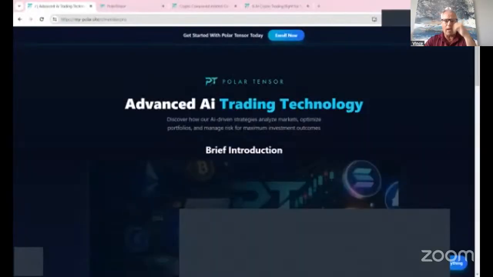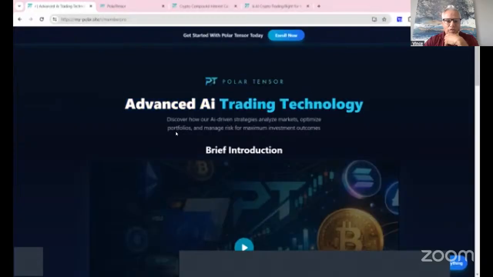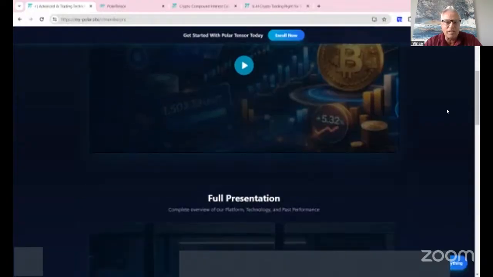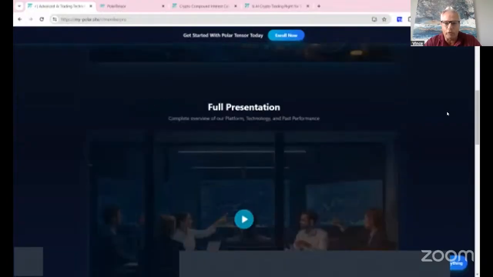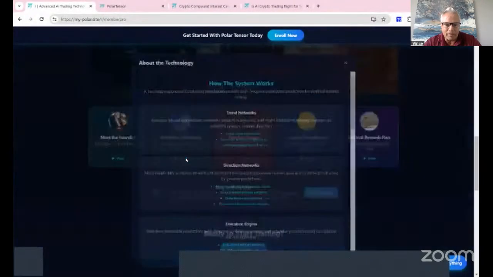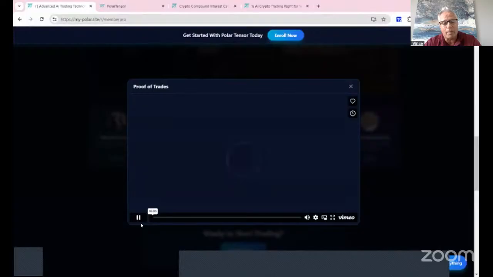If someone shared this with you, I'm going to share with you how to create a free account. This is called Polar Tensor. It's about advanced AI trading technology. Discover how AI-driven strategies analyze markets, optimize portfolios, and manage risk for maximum investment outcomes. If you're looking at a website like this, you can look at a brief introduction and a full presentation. You can click to learn about the founder and the technology. You can really take a deep dive here as well. You can listen to the proof of trades. This is something I'm going to go over too, not the trades.